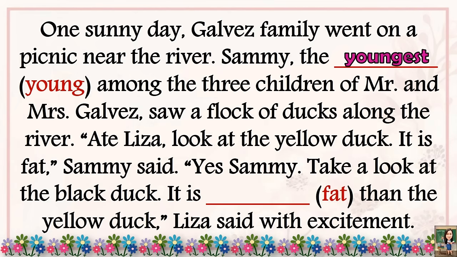Ate Lisa, look at the yellow duck. It is fat, Sammy said. Yes, Sammy. Take a look at the black duck. It is blank. The adjective in the parentheses is fat. What should be the correct degree for fat? Very good! Fatter. So fatter is comparative degree. It is fatter than the yellow duck, Lisa said with excitement.